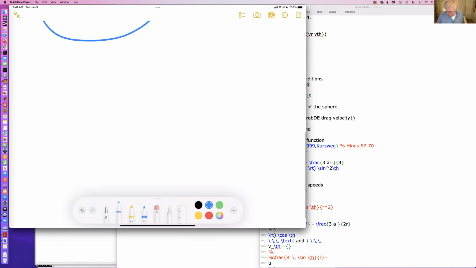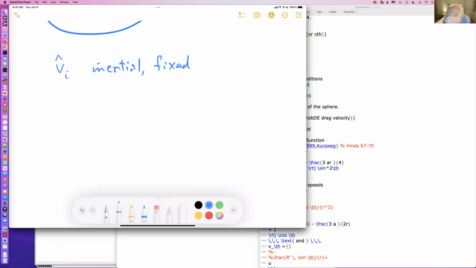So now let me try to figure out a sensible notation for these things. Let's see. All right, I'm having a little bit of trouble thinking about that. So let's just say these are the inertial, or that is to say, fixed unit vectors.